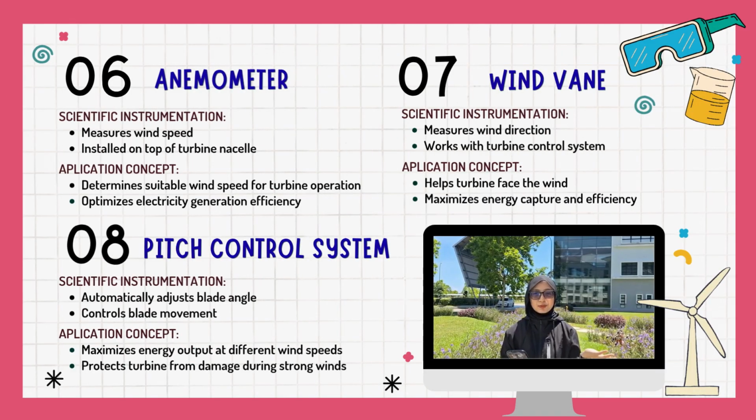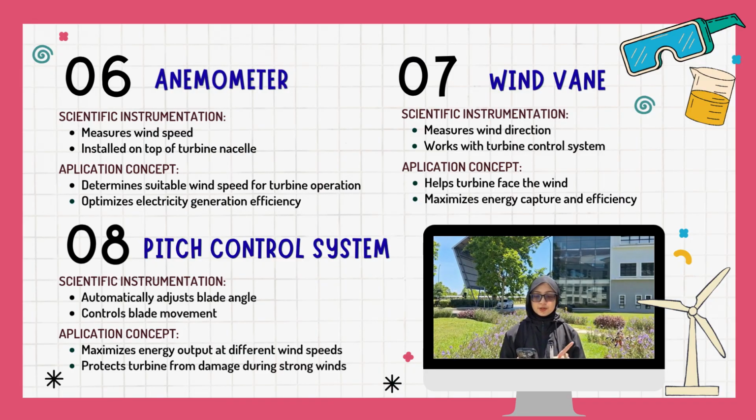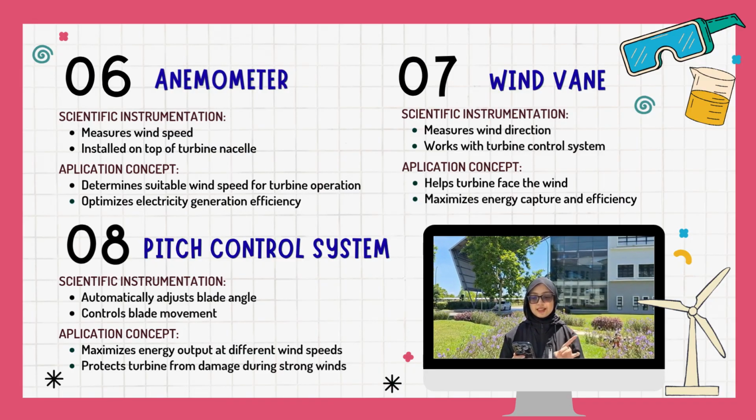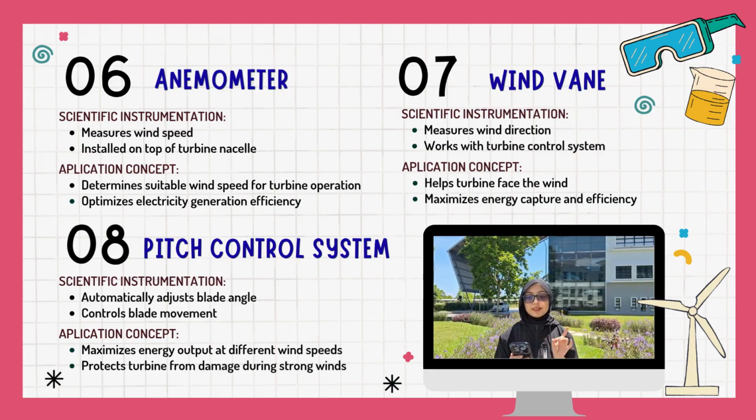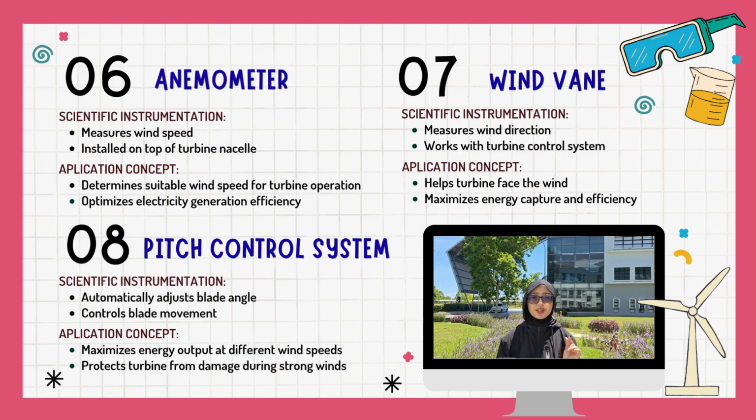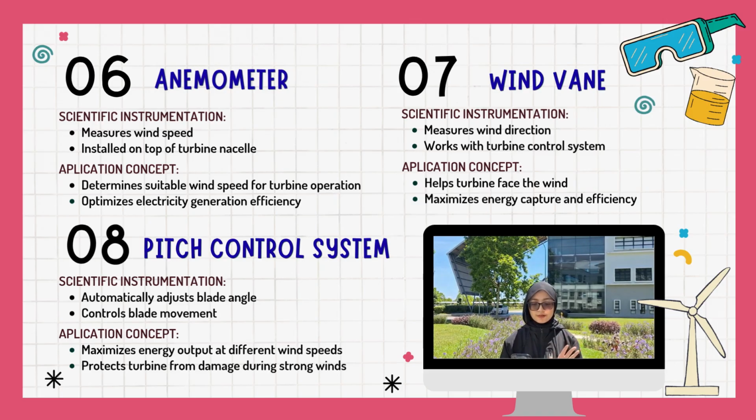Next is the anemometer. An anemometer is used to measure wind speed in a wind turbine. It helps determine whether the wind speed is suitable for operation. If the wind is too weak or too strong, the turbine can adjust or stop to ensure safe and efficient electricity generation. Next is the wind vane.